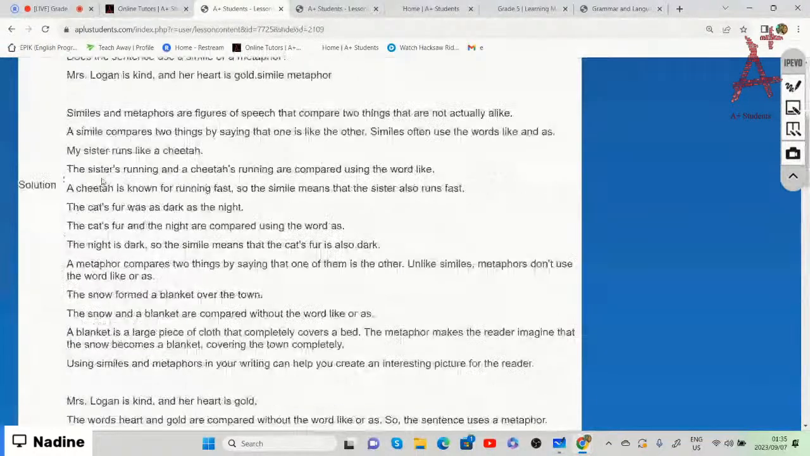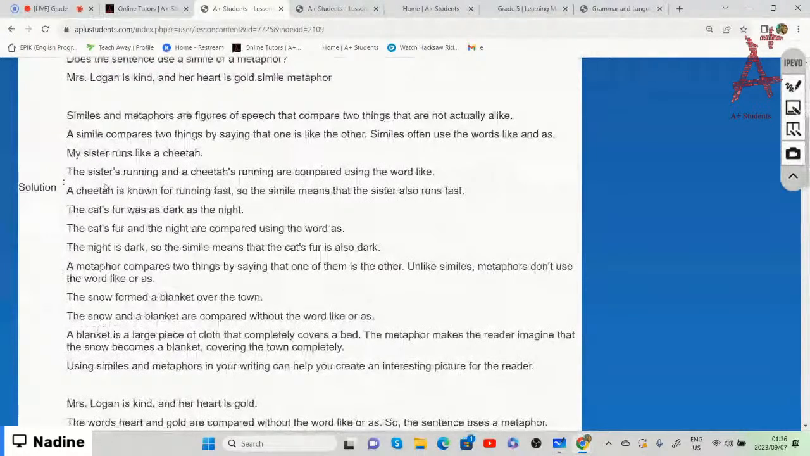And once again, similes and metaphors are figures of speech that compare two things that are not actually alike. A simile compares two things by using words like or as. And a metaphor compares two things by saying that one of them is the other. Unlike similes, metaphors don't use the word like, and they do not use the word as.